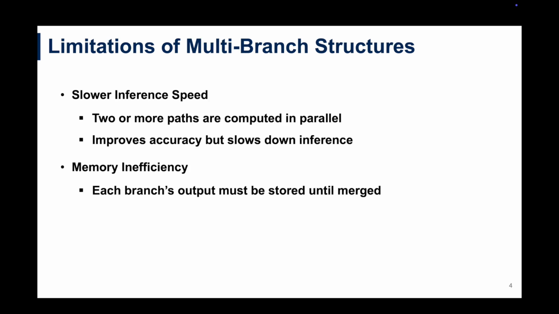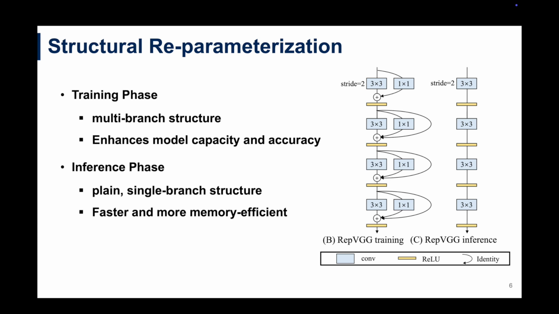However, during inference, these complex structures increase latency and memory usage. In deep learning, while training can take time, inference is expected to be fast, so this becomes a critical disadvantage. To address this, RepVGG was introduced. The most distinctive feature of RepVGG is that it uses different network structures during training and inference.